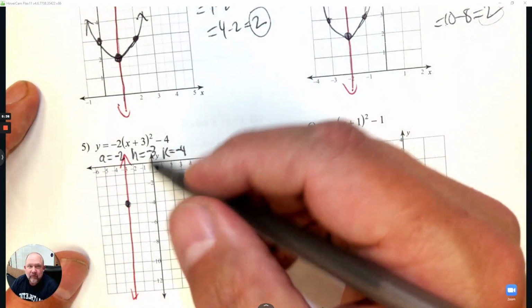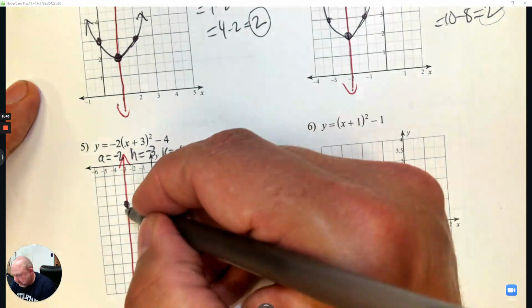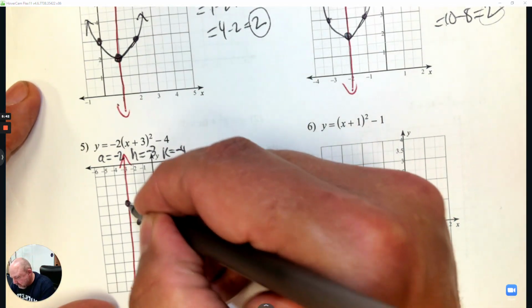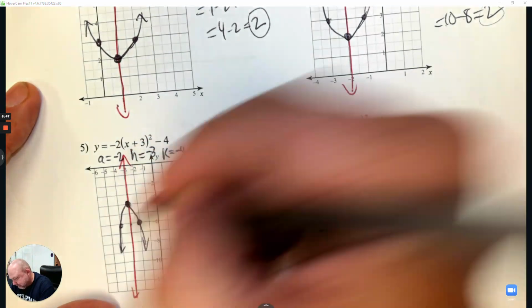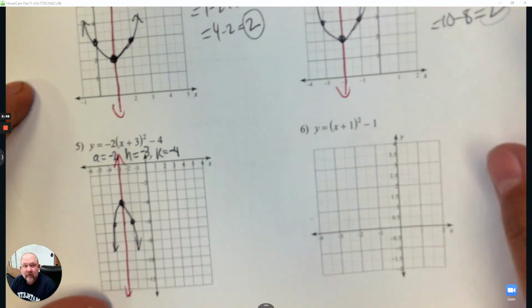And the last thing we do is look for A. A is -2, so that means I go down 2 to the right and down 2 to the left, and then draw my graph. This is a little easier, right?